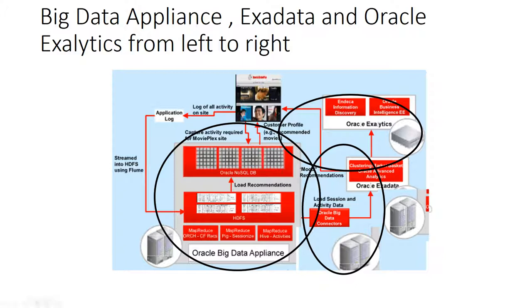Oracle NoSQL database, which is right here, stores customer profile, which movies are watched by them, their ratings, and etc. And also there is a movie which is recommended by looking at their activity and which movies they're clicking at. So that is also stored in the Oracle NoSQL database. The Oracle NoSQL database is a key value store optimized for low latency. Every interaction that is required to drive the site is serviced by Oracle NoSQL database. So Oracle NoSQL database is a high performing database.